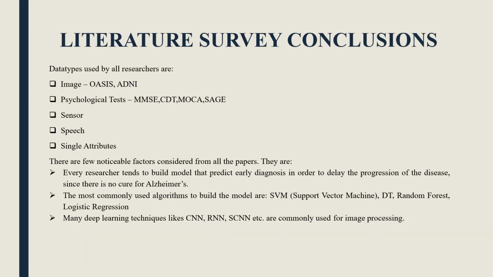Literature survey. As I said before, researchers have developed many different models, many different approaches in order to predict the Alzheimer's disease. So here are the few data types that are used by researchers. OASIS data and ADNI data are the image data, and also OASIS data is the two-type data, cross-sectional and longitudinal data, which is also converted into CSV data for research purpose. But initially these two are used as image data.